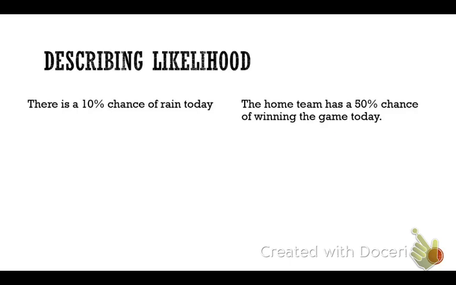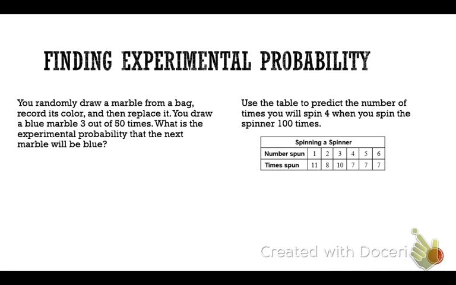All right. Okay, let's talk experimental probability now. Let's answer the first one together. You randomly draw a marble from a bag, record its color, and then replace it. Draw a blue marble 3 out of 50 times. What is the experimental probability that the next marble will be blue? Okay, so for experimental, remember you have to write probability and what you're going for. Probability that the next one will be blue. Well, I take the past successes, which was 3 out of 50.